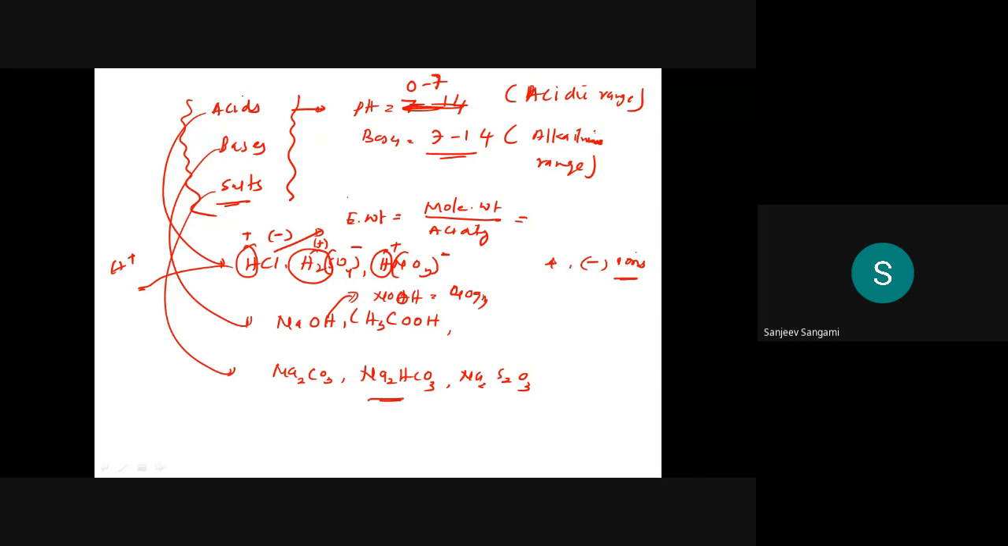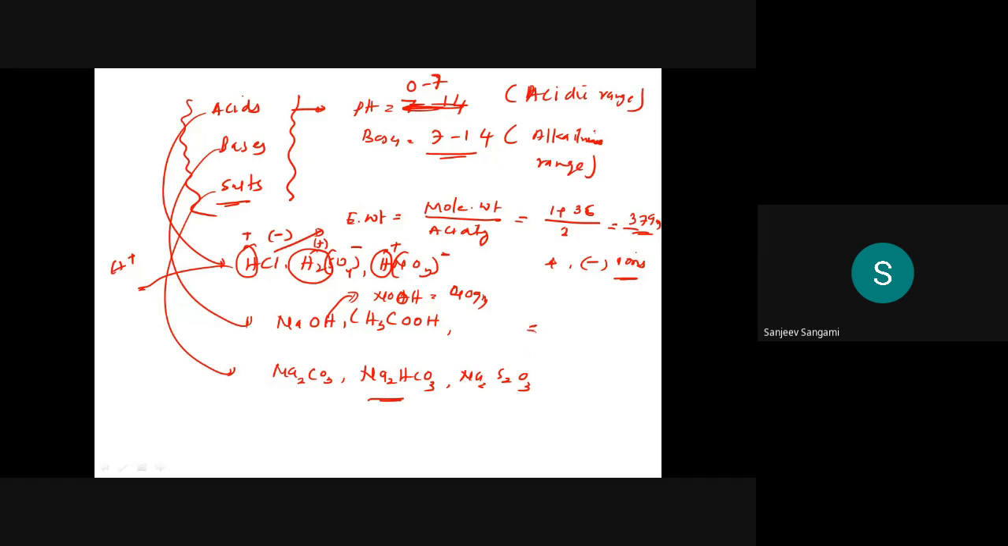So how to calculate the equivalent weight of this HCl? Again, the molecular weight: H is 1, Cl is 35.45, or we can call it 36. Divided by its acidity, which is 1. So then it will be 37 grams. Then how to calculate the equivalent weight of H2SO4?